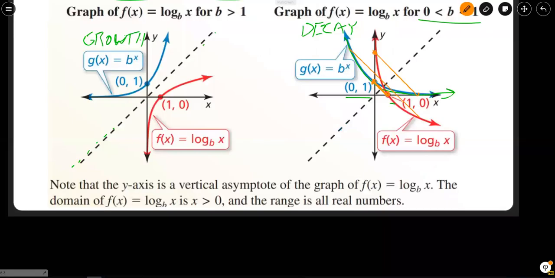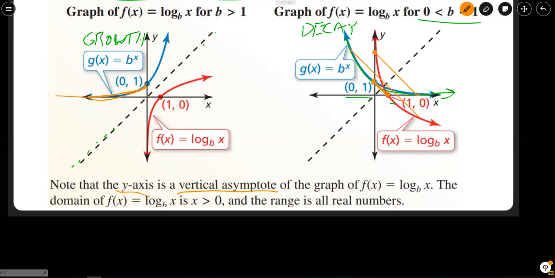All right. So that's it. There is a note here at the bottom. Again, it's just what I've already kind of talked about. Note that the y-axis is a vertical asymptote of the graph f of x equals log base b of x. That's the reflection of the horizontal asymptote that is on the x-axis for the exponential functions. And then the domain of f of x equals log base b of x is x larger than 0.